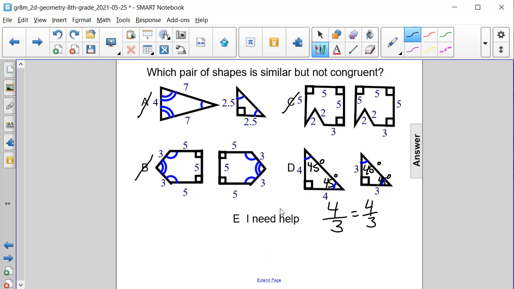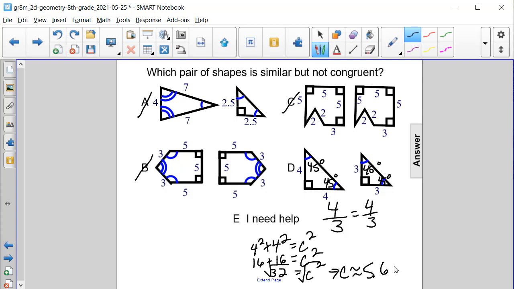and if we were to use Pythagorean theorem to find each side length, we would get 4 squared plus 4 squared equals c squared. So that would be 16 and 16, and that's 32. So c squared equals 32, and if we square root 32, we will get that this long leg is about 5.66.